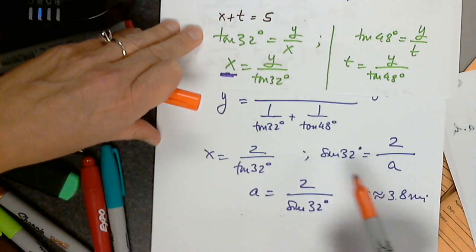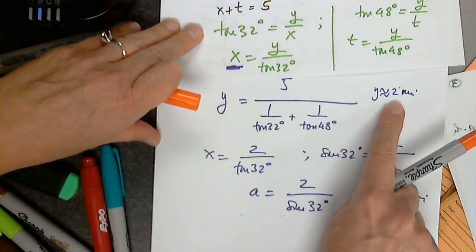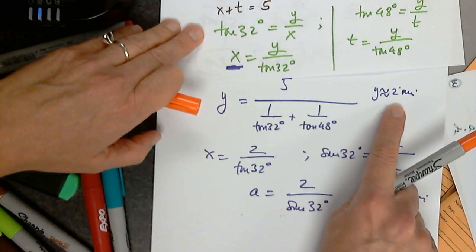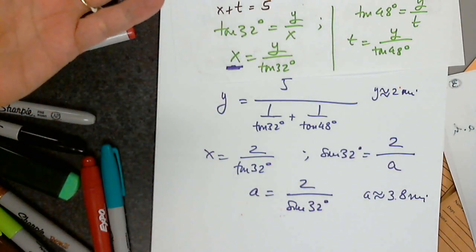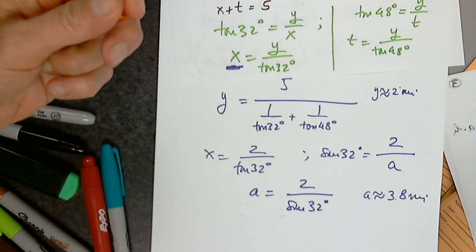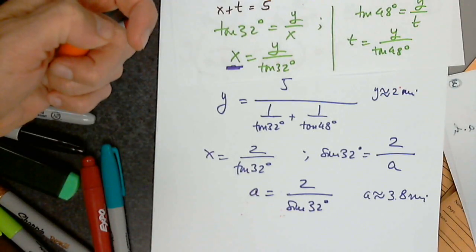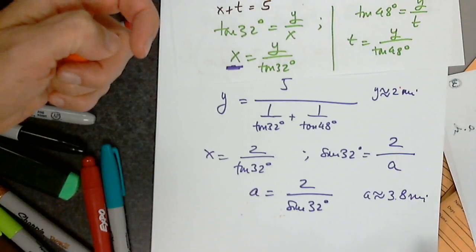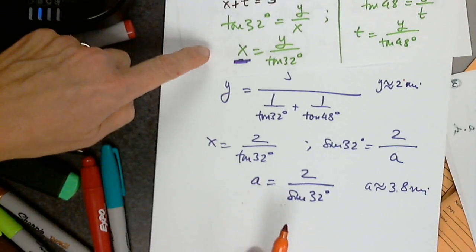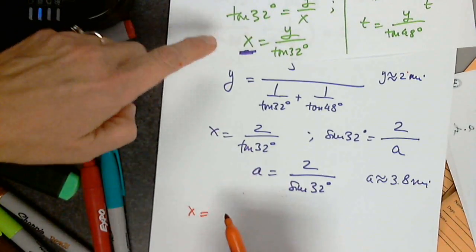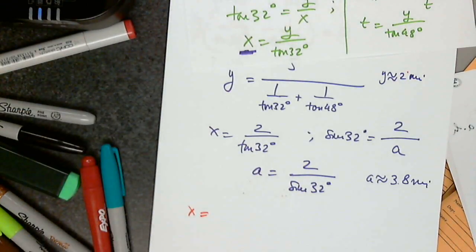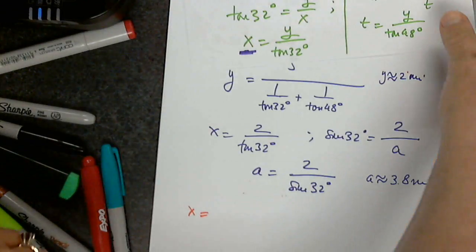Just a minor error because of the approximation, because I used here 2 miles instead of 1.99999. Yeah, that's what I was saying. Is that a big difference? No, it's 3.2. That's all. Instead of 3.8? Correct. Okay, let me take a look. So x equals 2 divided by tangent 32. So that is 3.2, but that's x.